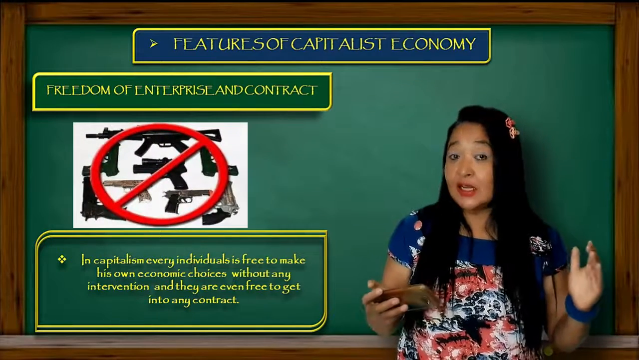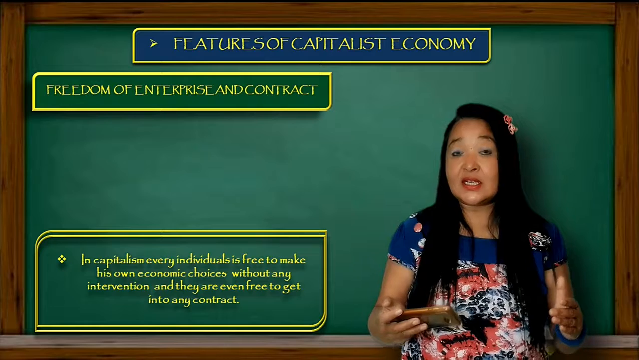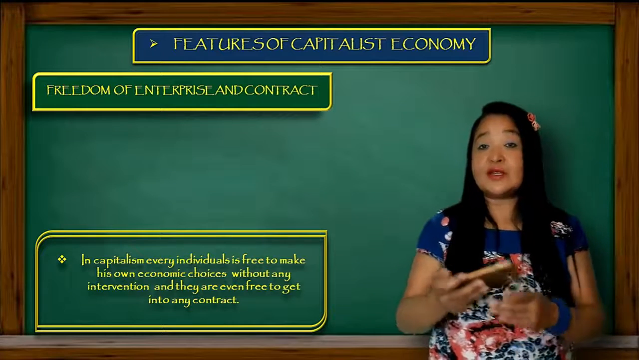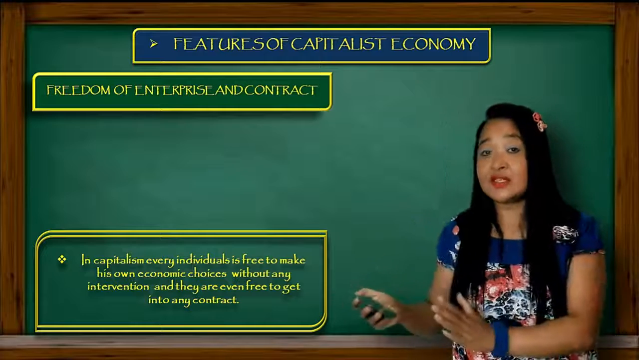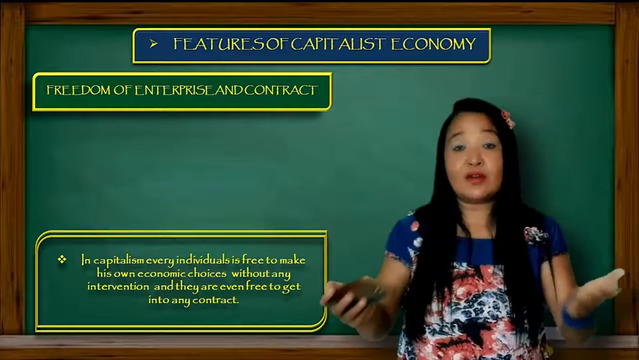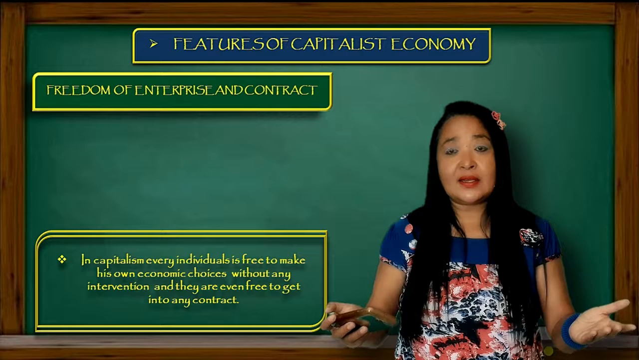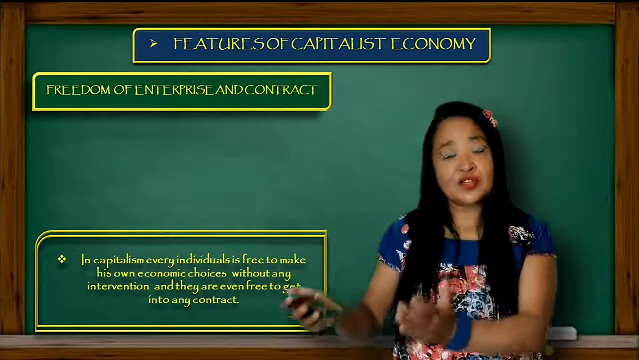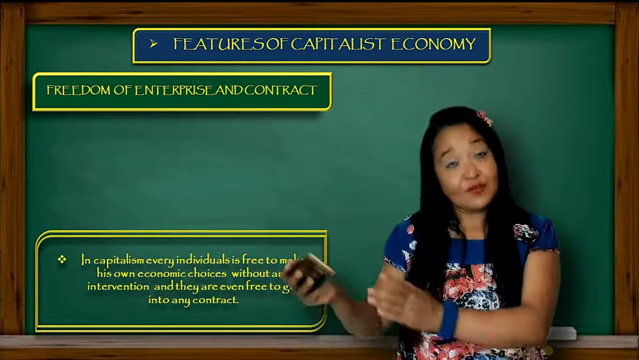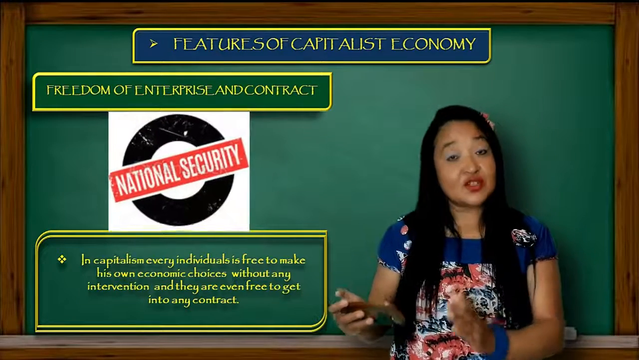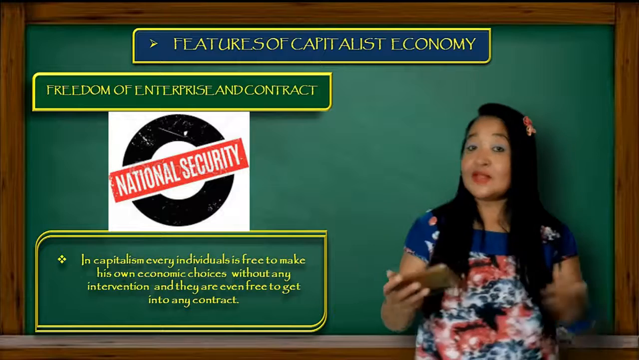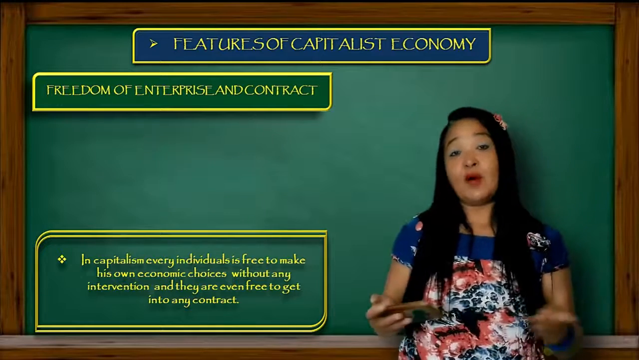In capitalism, private entrepreneurs are completely free to produce anything, but there are certain limitations. Some items, like the production of arms and ammunition, are left for the government, because these are related to the national security of the country. Otherwise, for the rest, they have freedom of what?